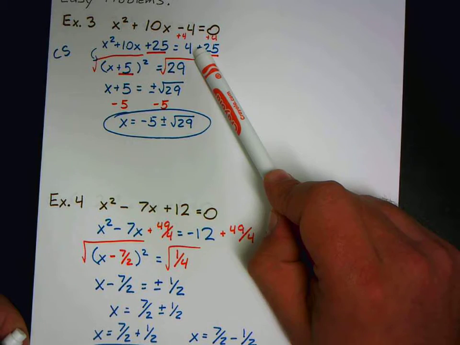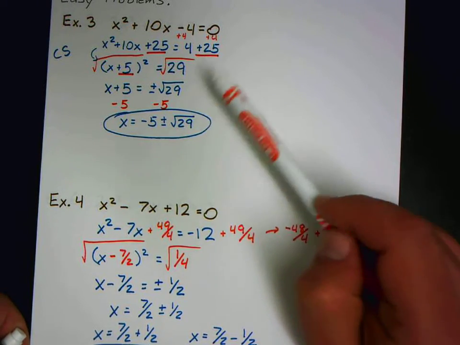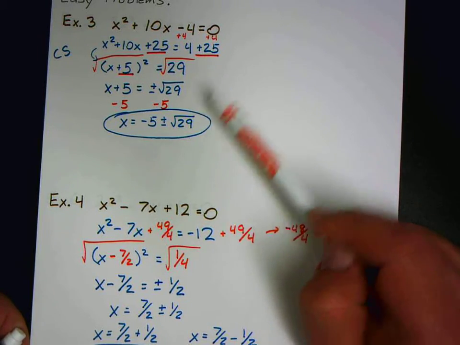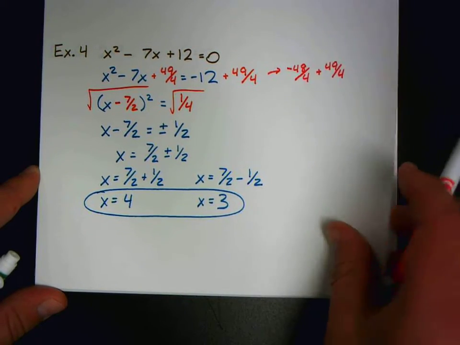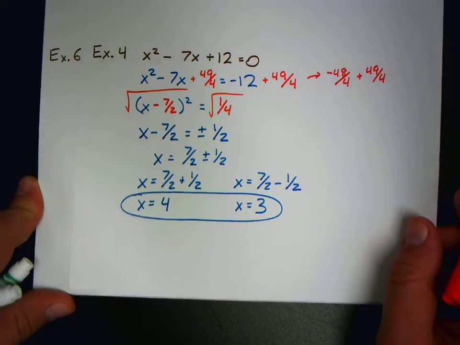But, can I factor this one? That's the point of doing this. Completing the square will work on every single problem. Factoring won't. Factoring is one of those shortcuts. Factoring may be horrible, but it's a shortcut so we don't have to do completing the square.